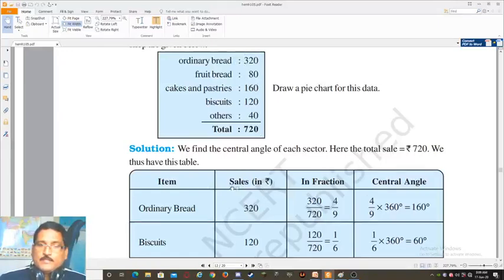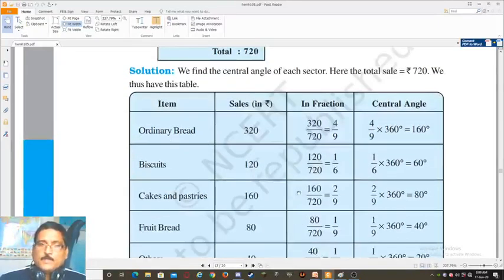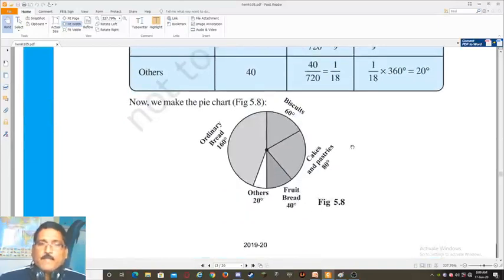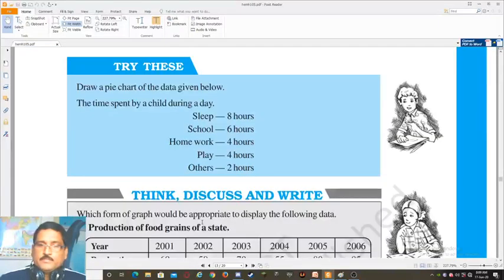Then item, share, fraction, central angle. Okay, I have done it. After that you can draw the pie chart and use some different colors. Okay, it will be attractive.